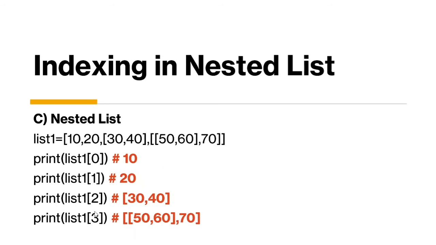So let us see how this type of indexing works, right? So if I take list1, the name of my list, and index as 0, I should clearly get the first element.